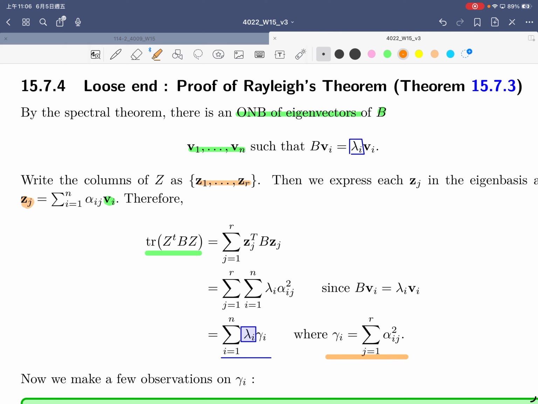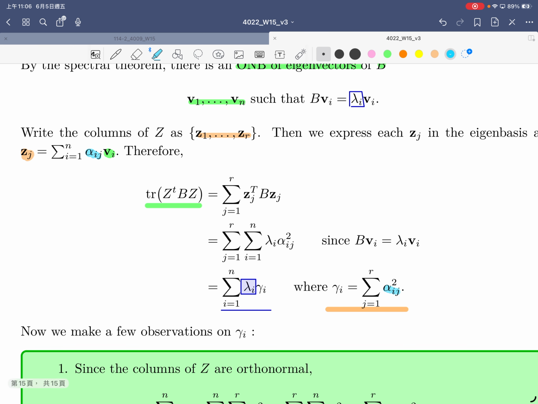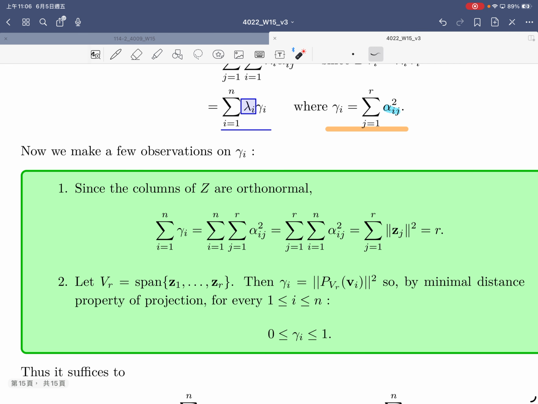What is α_ij? α_ij are the coefficients when you express the column vector z_j as a linear combination of the basis. So I first rewrite the function that I want to optimize as a sum of these γ_i. Then I discover there are two constraints on γ_i. Firstly, when I sum all the γ_i, I get r. So this is the first condition that I realize: the sum of all these γ_i turns out to be r.